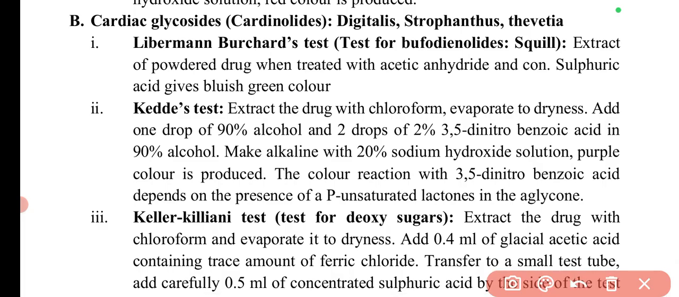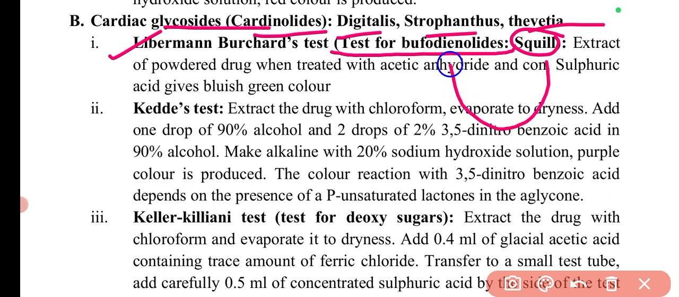Then next is for cardiac glycosides, that is cardenolides like digitalis, strophanthus, thevetia. There is the Liebermann-Burchard test, and a test for bufadienolides, which is the squill. So this question can be asked, the identification test for squill. Again, I am saying this is rarely asked, but it can be asked. Mostly the tests asked are the Keller-Kiliani test for digitalis or deoxy sugars.